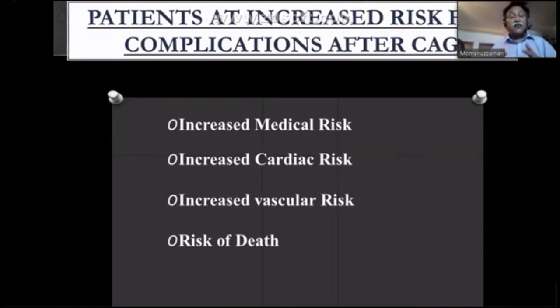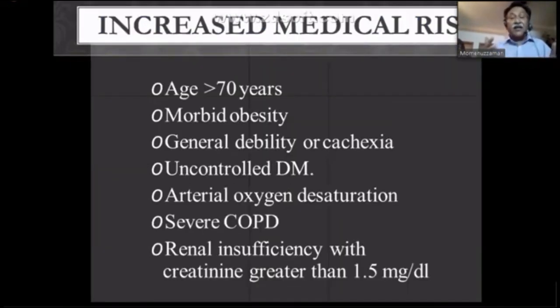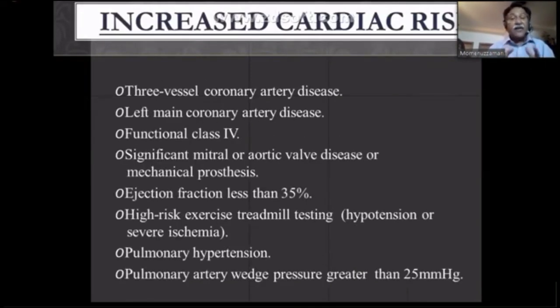There are some complications that are multifactorial, like increased medical risk, increased cardiac risk, increased vascular risk, and also increased risk of death. So what are the risks in medical condition, like age more than 70 years, morbid obesity, a cachectic patient, uncontrolled diabetes, desaturated patient, severe COPD, renal insufficiency. These are the medical conditions that increase the risk of complication. Similarly, the cardiac issue itself can cause a lot of complications, like a patient with multivessel disease, left main disease, critical left main disease, functional class 4, or significant mitral or aortic valve disease, or prosthetic valve, ejection fraction less than 30%, and treadmill hypotension or severe ischemia, patient with pulmonary hypertension, with pressure more than 25, especially in poor LV function or mitral regurgitation. These are the patients that have increased risk of complication.